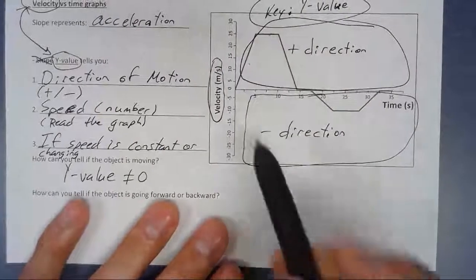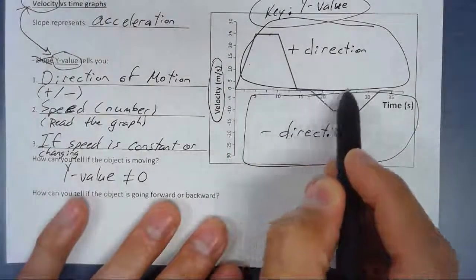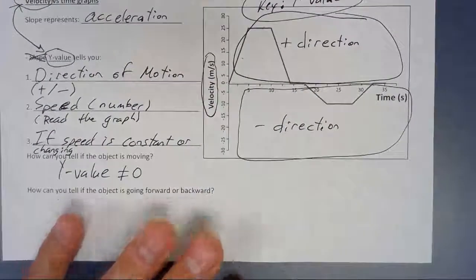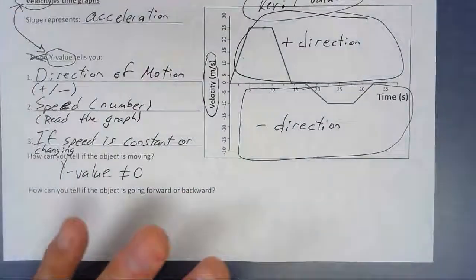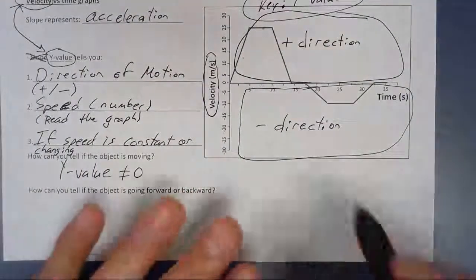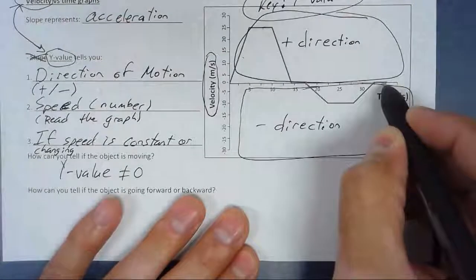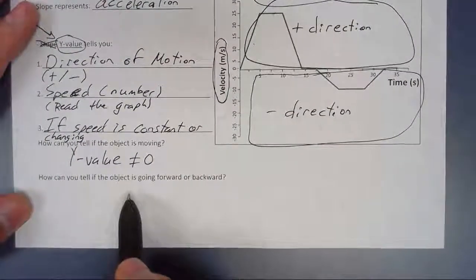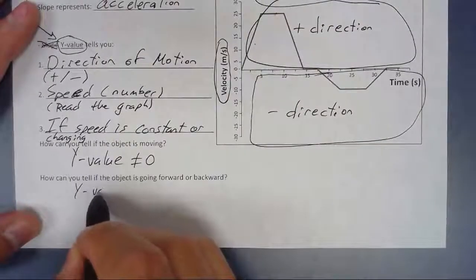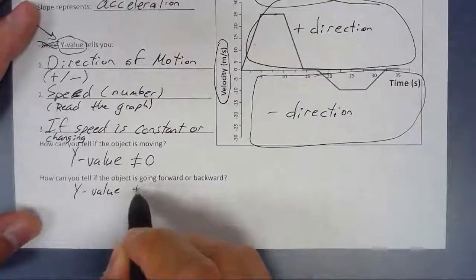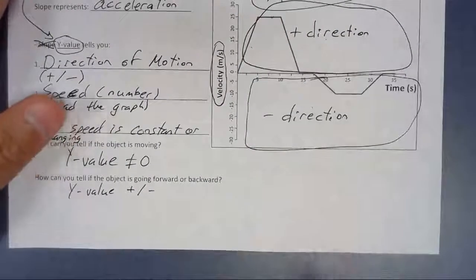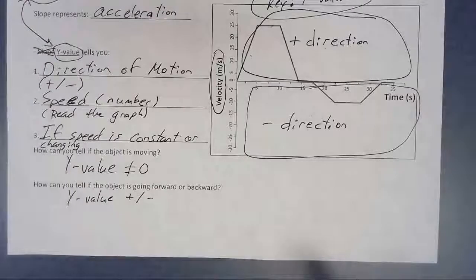So the y value is 0 on the x-axis. So with this particular graph, the only time that this object has ceased its motion, the only time that the velocity is 0, is when the y value is 0. That's on the x-axis. So that's this point and this point here. How can we tell if the object's going forward or backward? We talked about that already. That's based on whether the y value is positive or negative, and we did that here. Up above the x-axis, positive direction; below the x-axis, negative direction.